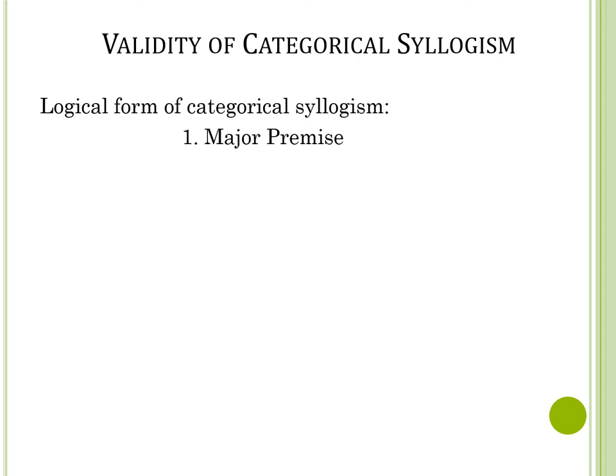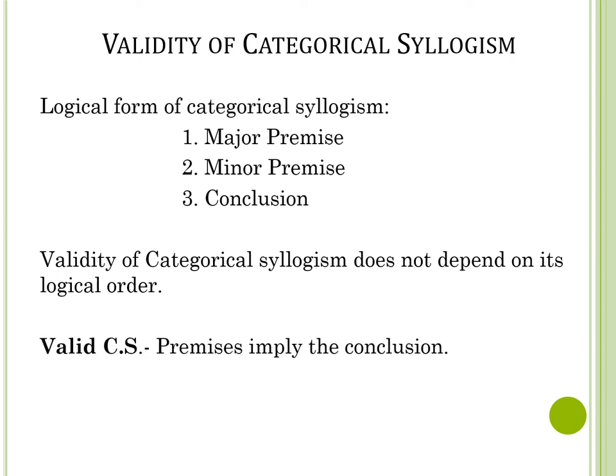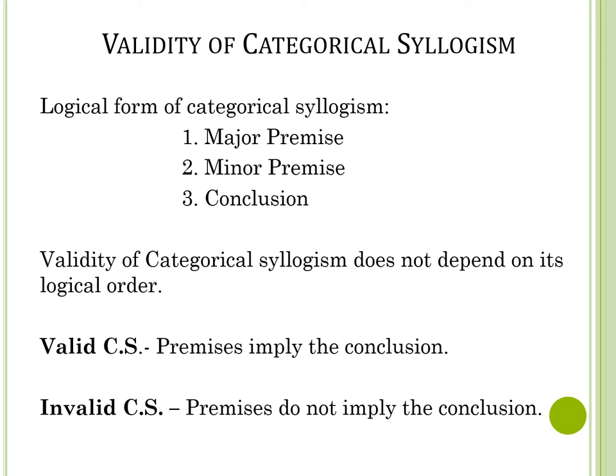Now we'll understand the validity of categorical syllogism. But before we could understand the validity, we must understand the logical form of categorical syllogism. Categorical syllogism, when reduced to the logical form, has first the major premise, second the minor premise, and third the conclusion. But the validity of categorical syllogism does not depend upon the logical form. It depends upon the relation between the premises and the conclusion. A categorical syllogism is valid when the premises imply the conclusion, and categorical syllogism is said to be invalid when the premises do not imply the conclusion.